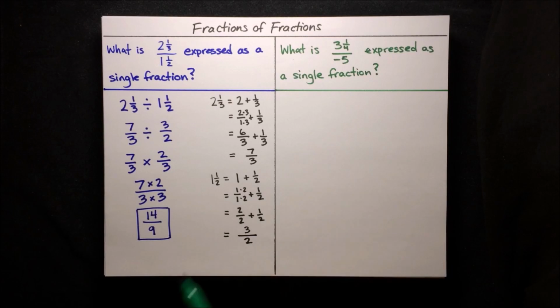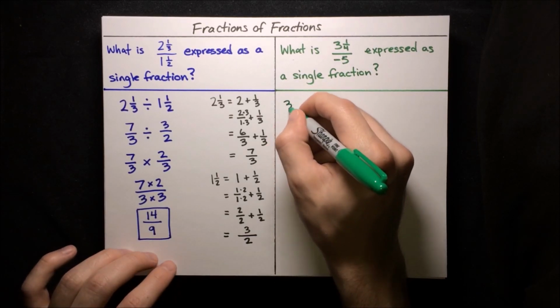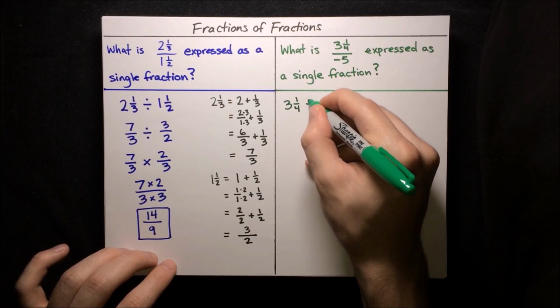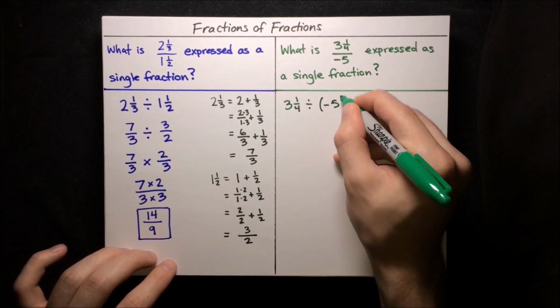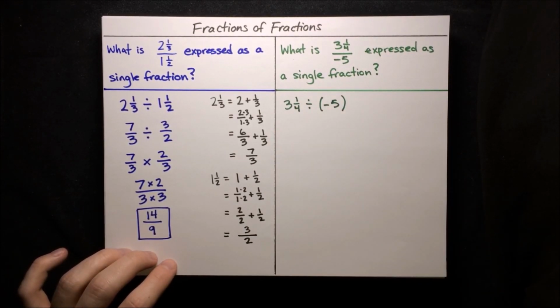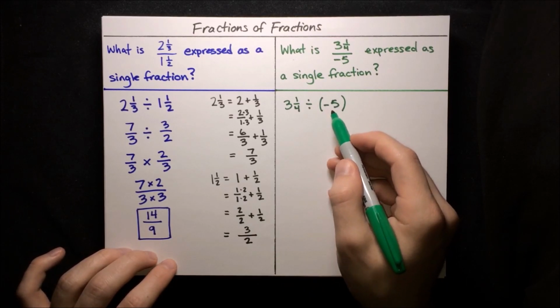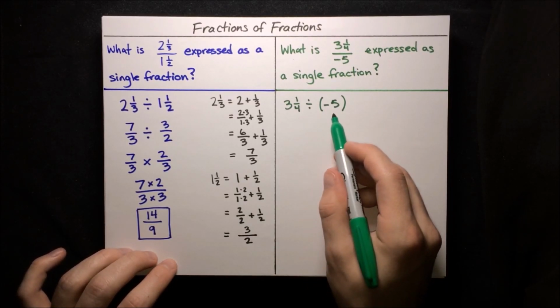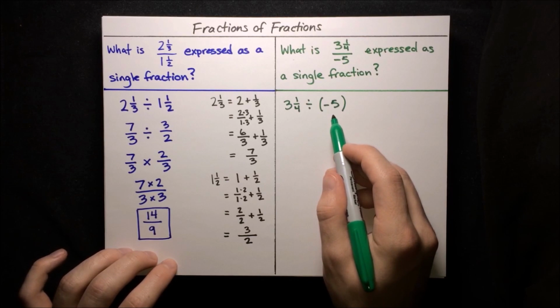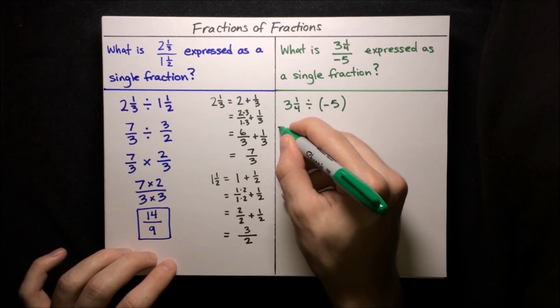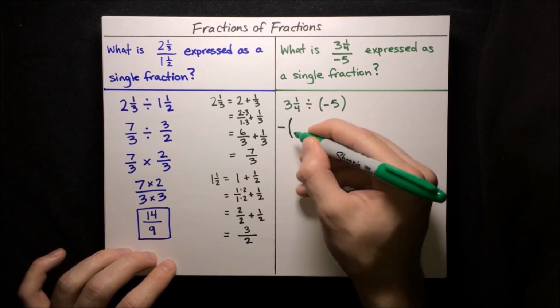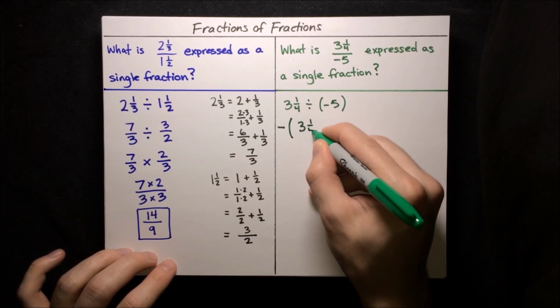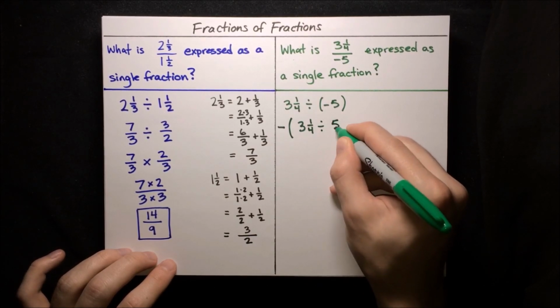Next up, what is 3 1/4 divided by -5 expressed as a single fraction? Well, again, we just go ahead and do the division. 3 1/4 divided by -5. All right, so first of all, there's a negative in here, and we know that a positive divided by a negative is a negative. So let's just pull out the negative sign all the way to the beginning. So negative of 3 1/4 divided by 5.